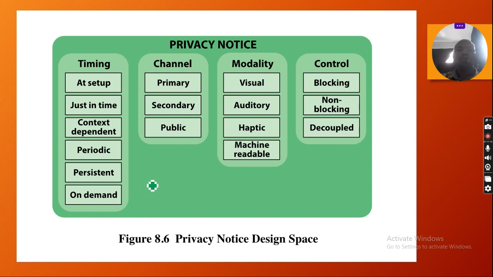The organization should also provide the channel. We have the primary channel, secondary, or public, so that you know what type of channel they will be using, and whether your data will be in the public domain, secondary usage, or primary usage. Then the modality they're going to use. All these are privacy notices that you have to let the PII principal know. Modalities include visual, auditory, haptic, and machine readable. Control: you're going to block unauthorized usage, or non-blocking, or decoupled. So these are the privacy notice design space.